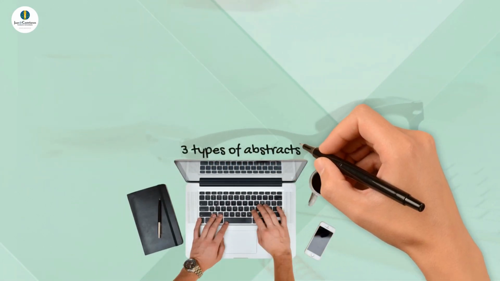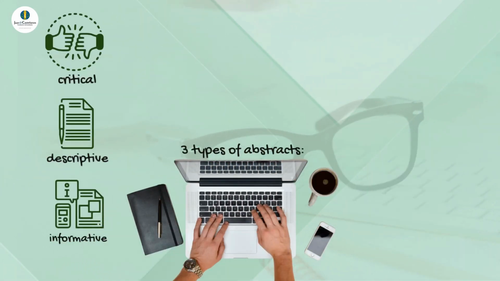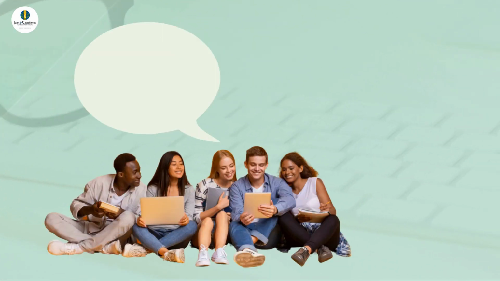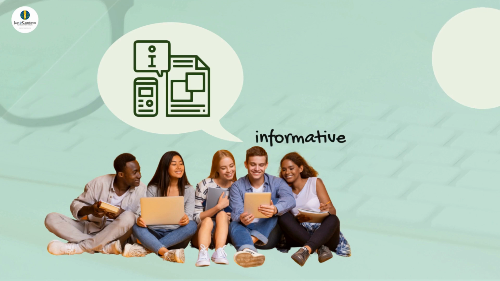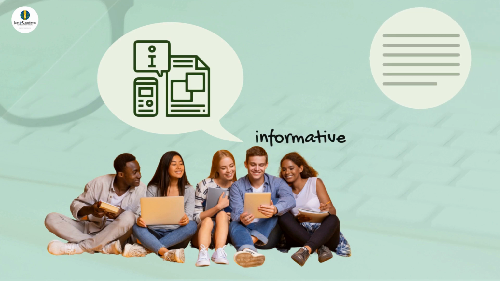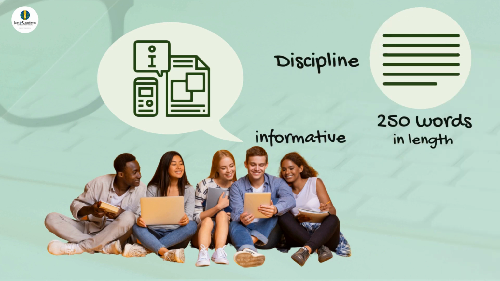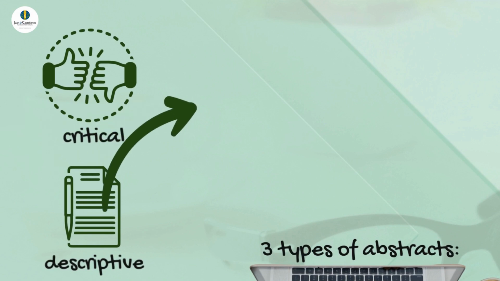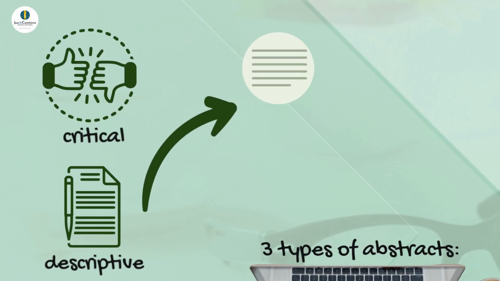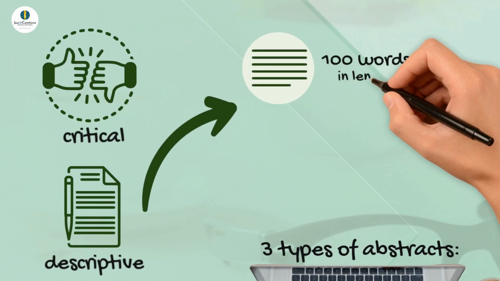Explanation. There are three types of abstracts: informative, descriptive, and critical abstracts. However, students most often use informative abstracts. The informative abstracts have paragraphs typically 250 words in length, although this can vary based on discipline. However, different from the informative abstracts, descriptive abstracts contain 100 words in length.